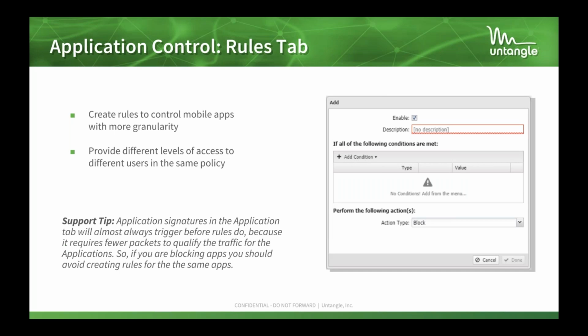So the Rules tab. This is a really handy tip here. You're going to create rules, obviously, to get granular control over your mobile apps with different levels of access for different users, even in that same policy. But a quick tip is that these signatures in the Application tab will almost always trigger before the rules in the Rules tab. It just requires fewer packets to qualify that traffic. So if you're blocking apps, you should avoid creating rules for the same apps. Just do that in the Applications tab.